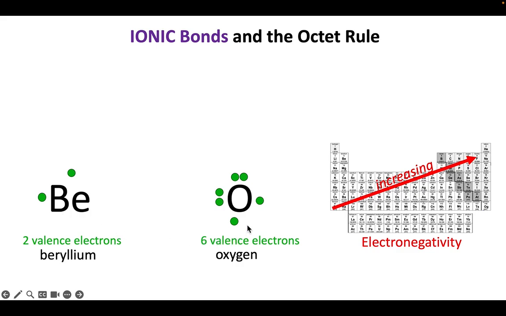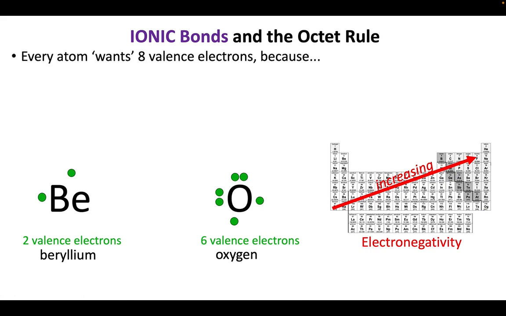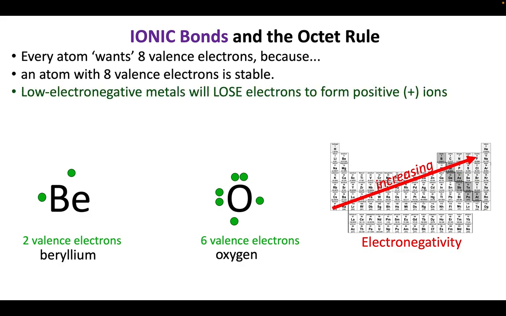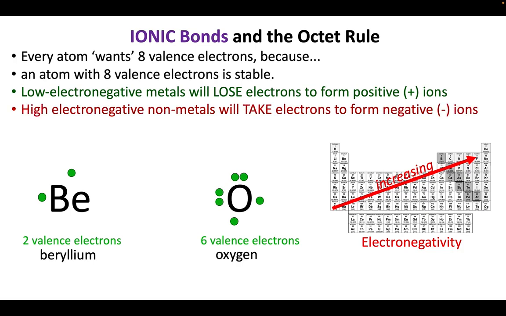So oxygen has 6 valence electrons, but it wants 8. Beryllium has 2 valence electrons. It wants 8, but it isn't strong enough to hold on to electrons or take any. So beryllium over here, the way it gets a full outer shell isn't by taking electrons or sharing them. It gets a full shell by losing its 2 valence electrons to the really strongly electronegative oxygen. So the low electronegative metal will lose electrons to the high electronegative oxygen.